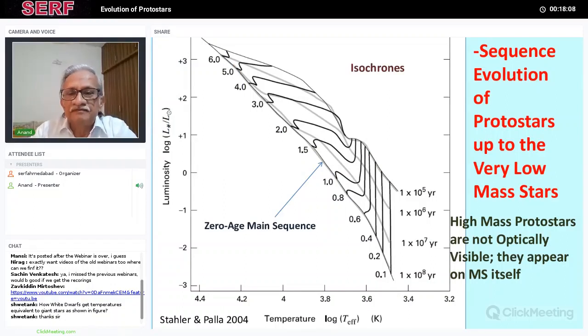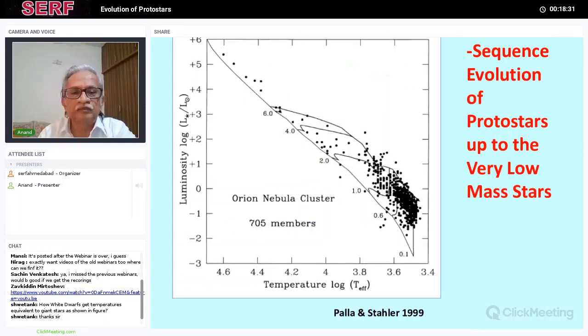So this I have explained. High mass protostars are not optically visible as some of the low mass protostars are, and they appear suddenly in the main sequence itself, because the accretion is still going on while these stars are on the main sequence. They have reached the main sequence. That's the difference, which I said yesterday or Friday.